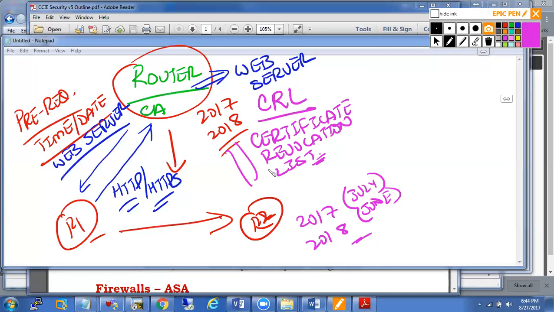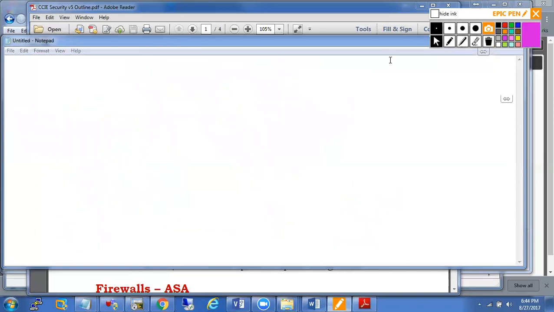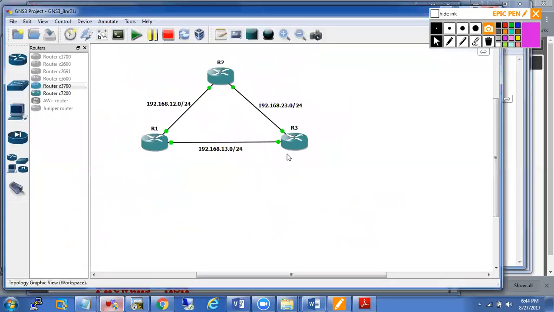All right, so how do I set my CA server up? I have a small topology. I haven't set it up. It's just there. I want to set this up in such a way that this guy over here is my CA server. I want to set router 2 as a CA server.